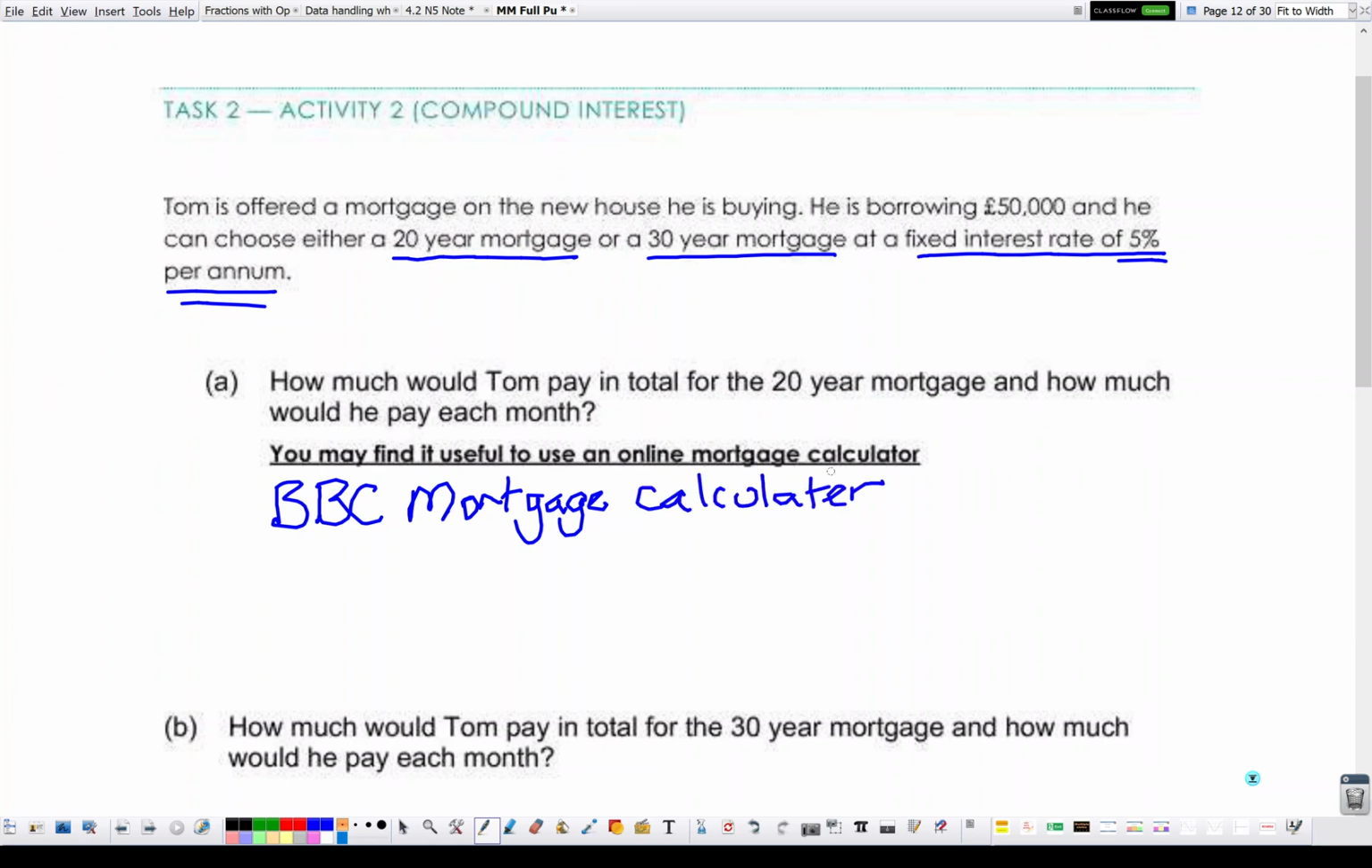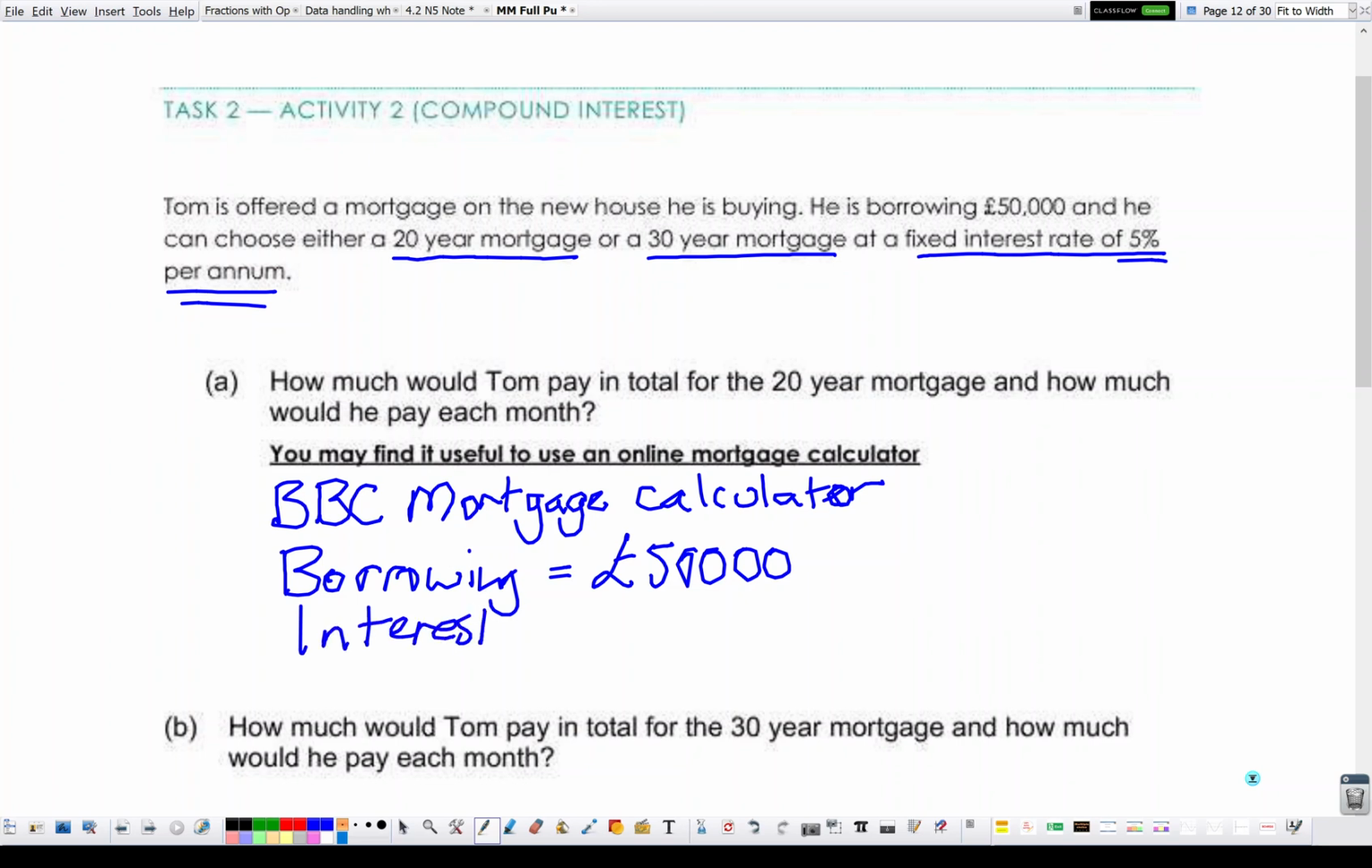It will ask you how much you are borrowing. The borrowing amount is £50,000, so you're going to put that in. It's going to ask you what the interest is, and that is a fixed interest rate, which is always a percentage, 5%, and it's going to ask you how long the term is, and that's going to be over 20 years.